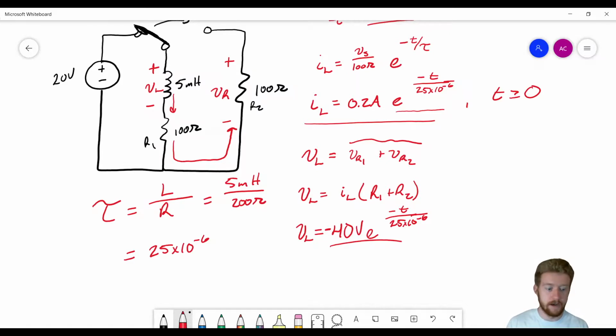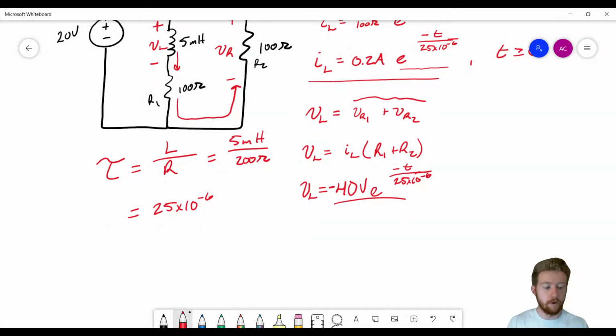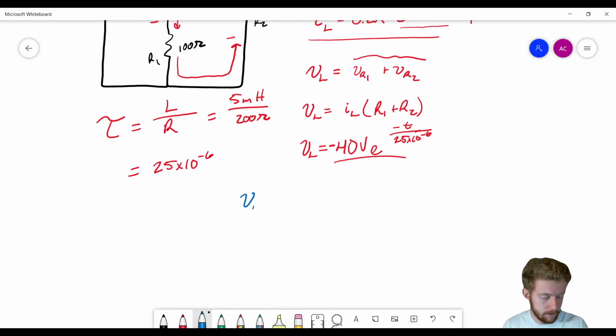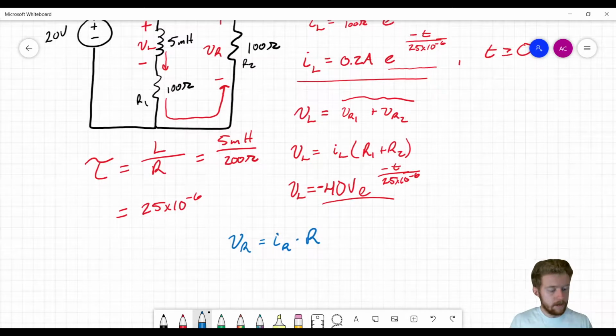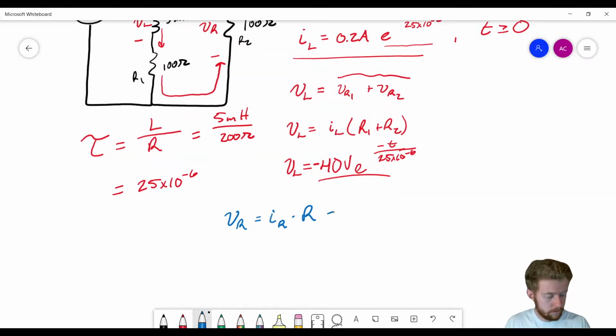So now we know the voltage across that inductor. Let's calculate the voltage across that resistor, and then we'll be done with this problem and we can graph it. Okay, so the voltage across the resistor. Now voltage across the resistor is easy. It's just the current through the resistor times the resistance. Okay? So once again, we will do IL, because IL and IR are the same thing, times 100 ohms, because we're just concerned about that one resistor, which only has a resistance of 100 ohms. And if we plug this in, we will get that that voltage is 20 e to the negative t over 25 times 10 to the minus 6.